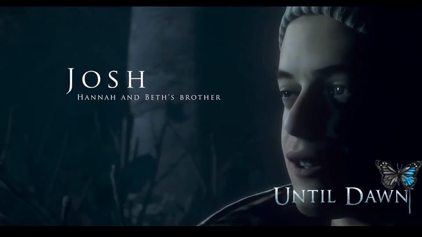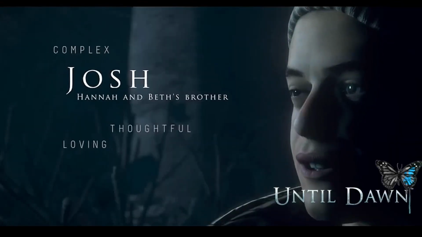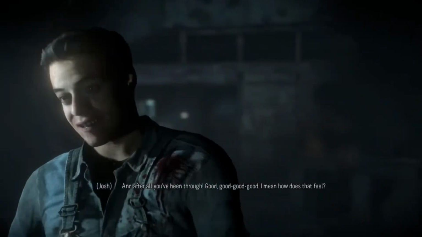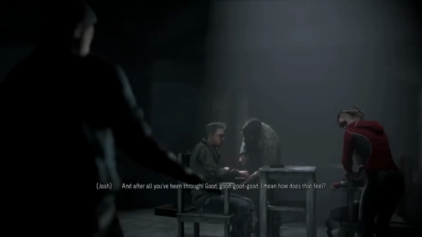Josh Washington is the older brother of Beth and Hannah. We are introduced to him as a friendly party animal who wants to get his friends back together again. Josh is later discovered to be the Psycho, a masked madman who sets up saw-like traps to get back at his friends for his sister's death. Putting aside the Wendigos, Josh is obviously the villain of this story, you know, putting his friends through mental and physical torture. So why do we feel bad for him?